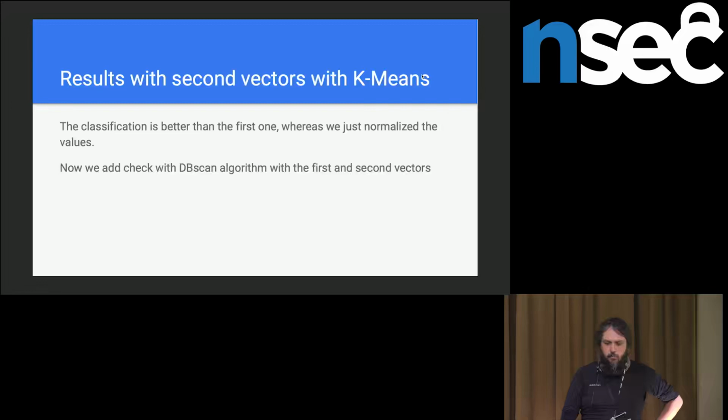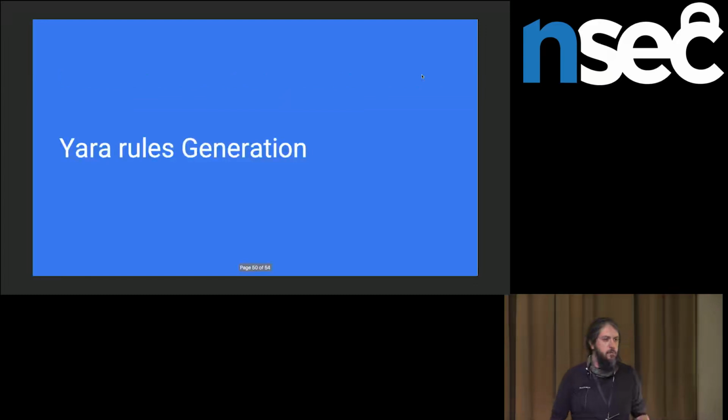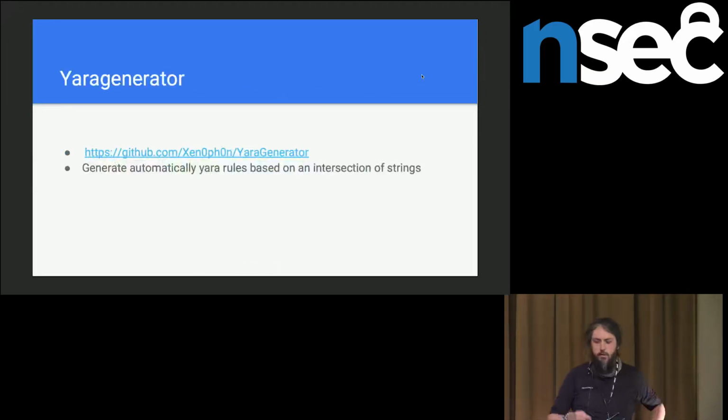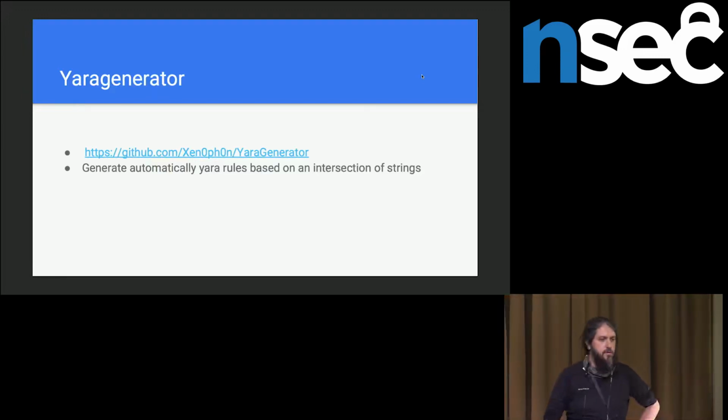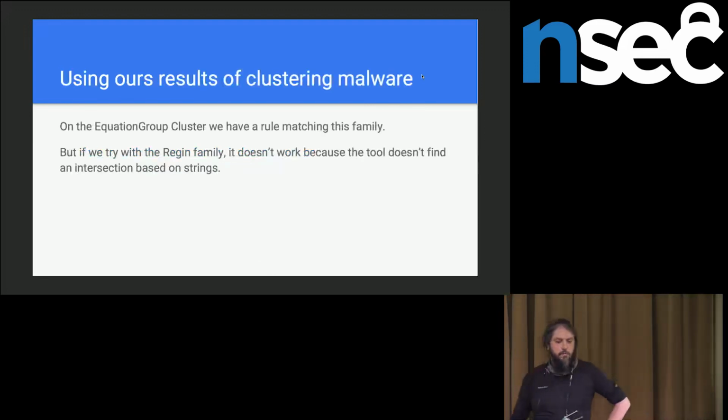YARA generation, quickly. So I use a YARA generator. It's software developed by Xen0ph0n. It builds rules based just on the intersection of strings, not bytecode or assembly, just intersection of strings. And on the Equation Group clusters, I made a rule and I put this rule directly on VT. And over the last 6 months, I found 39 new Equation Group samples.